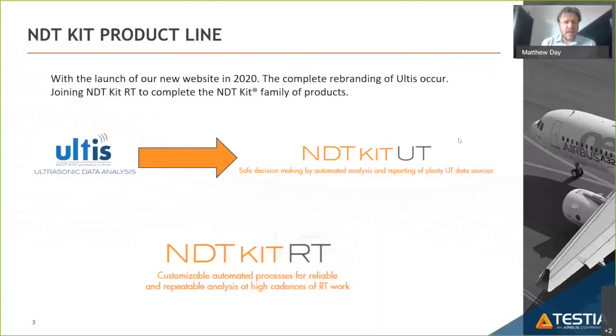So, as I said, Ultis is migrating over to NDTkit UT. Within the Airbus world, it's always been known as NDTkit UT, but Ultis is its commercial name outside of the Airbus group. And as I said before, it will be joining the radiography software program to form the NDTkit family of products.